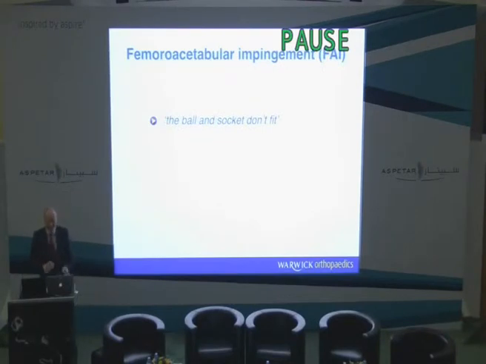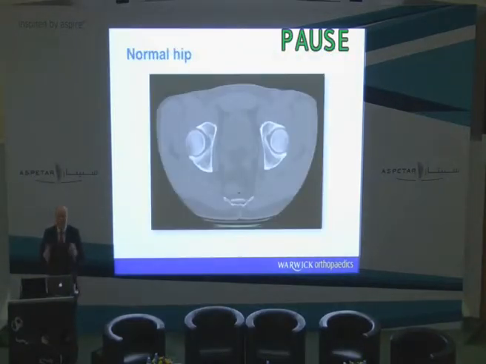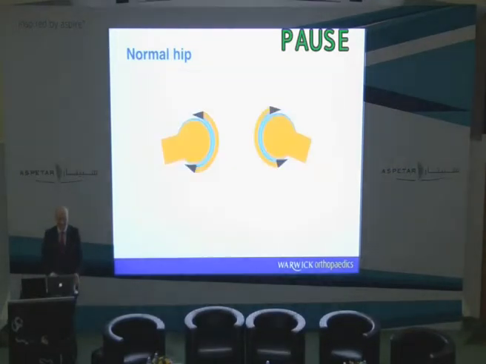Now, femoroacetabular impingement is a problem in which the ball and the socket don't fit. That's simplistic, but it's a good place to start. If we take a CT scan of a patient's pelvis with the two hips, and I convert that into a diagram, here the orange is bone, the blue is cartilage, and the black is the labrum. Now let's just look at the right hip for a moment. Now this is a normal hip, a normal shaped hip.